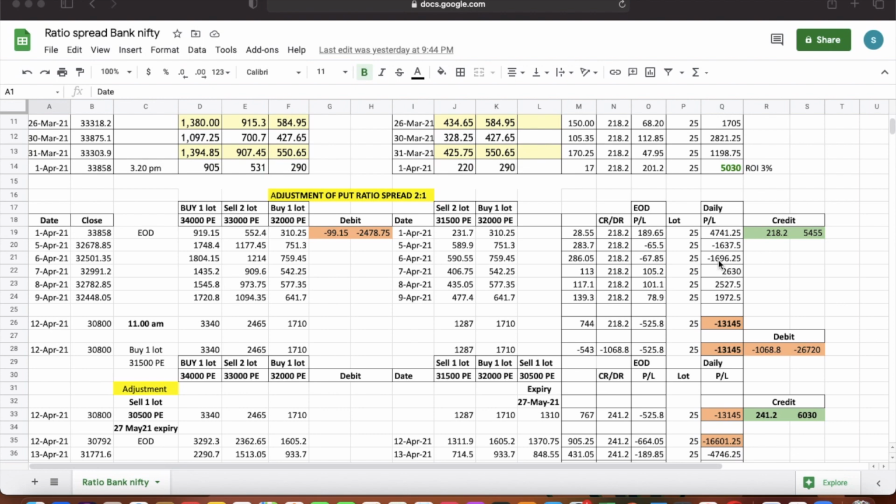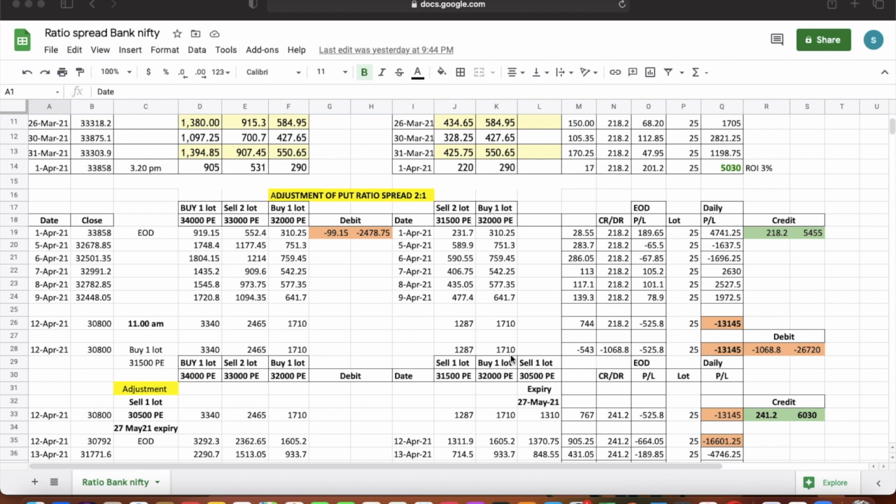On 5th April 2021, Bank Nifty was trading around 32,678. We checked, the trade is in loss of 1,637. Similarly, on 6th April, Bank Nifty 32,501, our trade is in loss of 1,696. We check on 9th April, 32,448, our trade is in minor profit of 1,972. On 12th April 2021, around 11 am, Bank Nifty was trading around 30,800, which is our break-even point. We check the trade. Our trade is now in the loss of rupees 13,145.